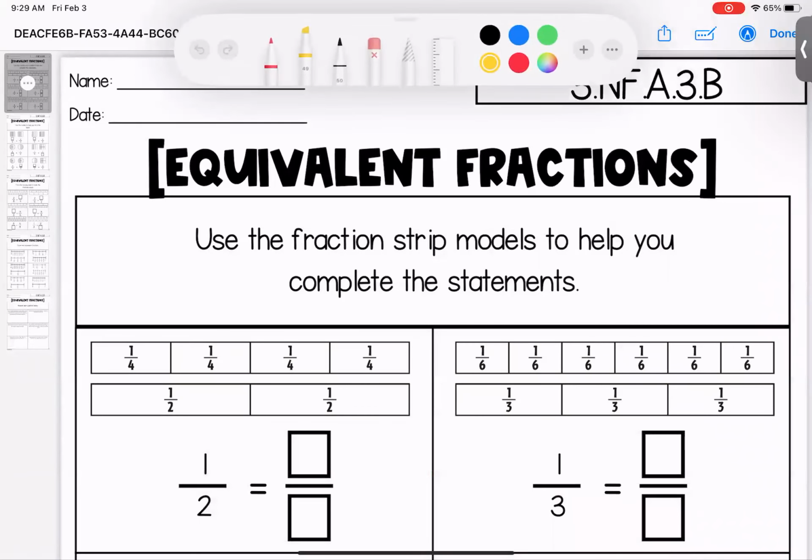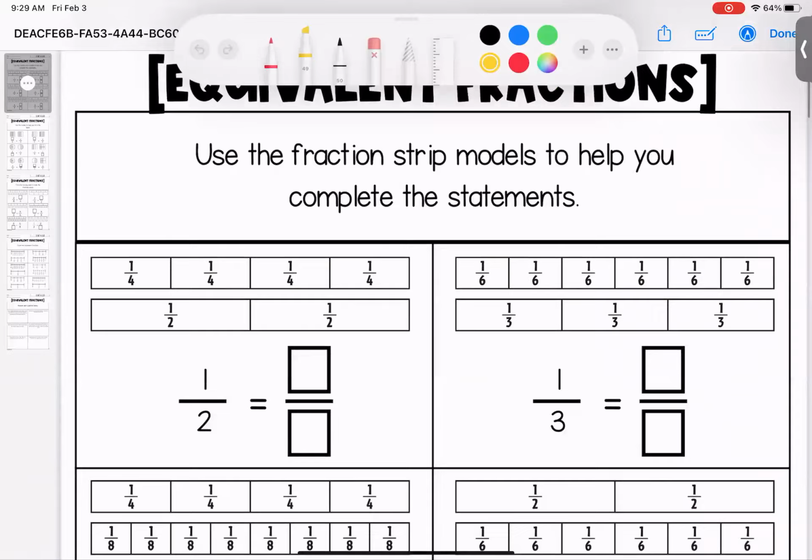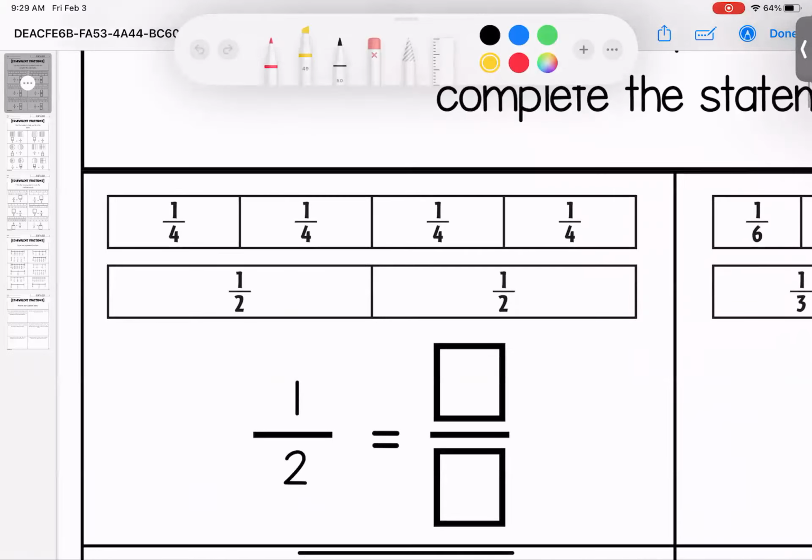Sweet faces, welcome to this week where we are looking at equivalent fractions, and we're looking at them in a few different ways. The first way that we're going to be looking at them here is using our fraction bars, which help us visually see what each size fraction looks like. Your job with this one is to fill in the missing pieces to complete the statement.